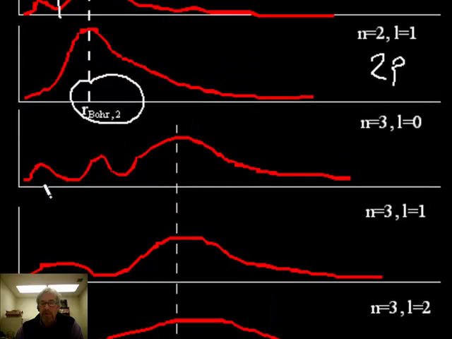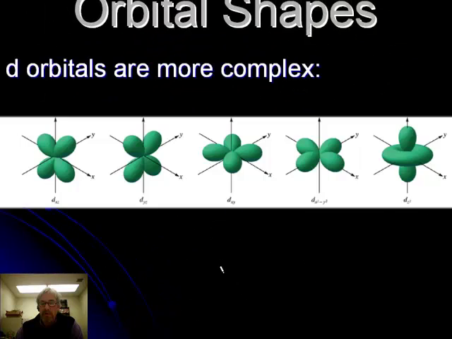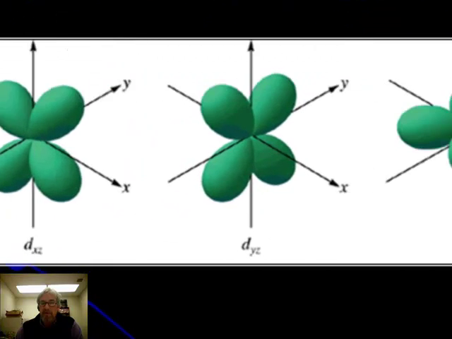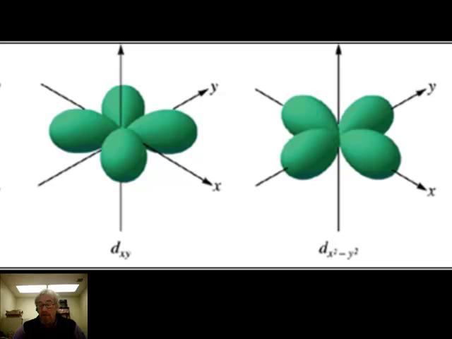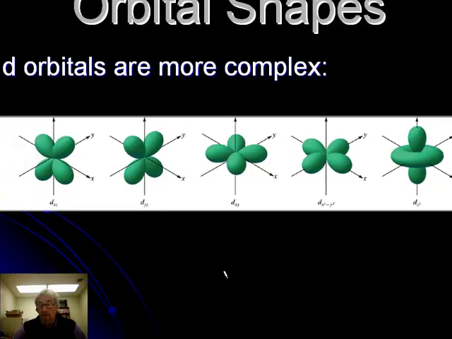This one has 2 nodes. That's a 3s. Here's a 3p. 3p actually has a node. Here's a 3d. Doesn't have a node, but its probability on average for all the 3s happen to be at Bohr's third orbit. The d orbitals, there's 5 of them, and they're more complex, and the f orbitals are even more complex. We'll talk more about what to do with these things later on.